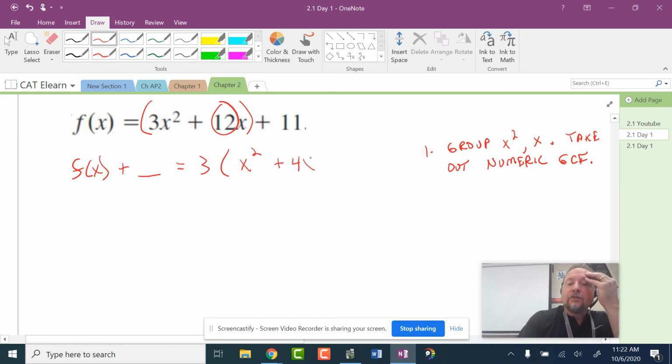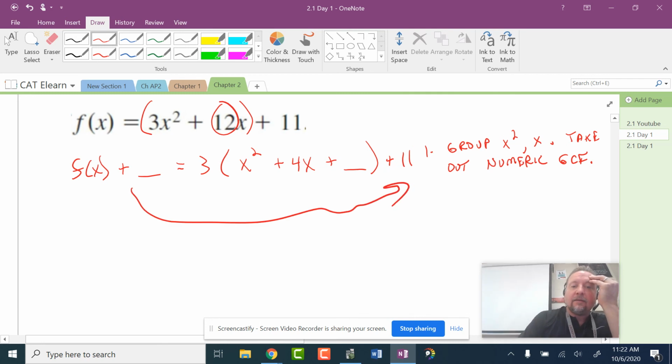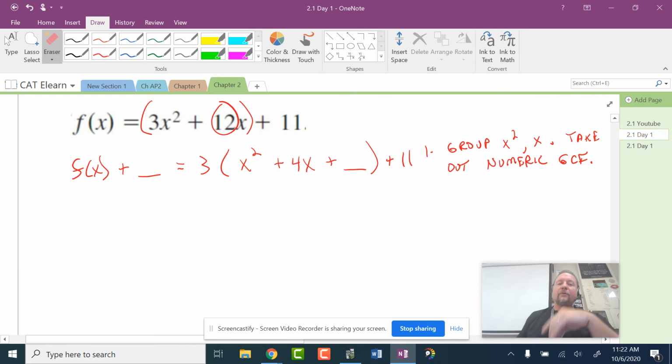Do not, I say one more time, do not take out a 3 from the 11. The 11 doesn't play this game. The 11's out here waiting for this to be subtracted. That's what's going to happen on the last step whenever I figure out what the number in the middle is. And you focus on this, and now it's not hard.